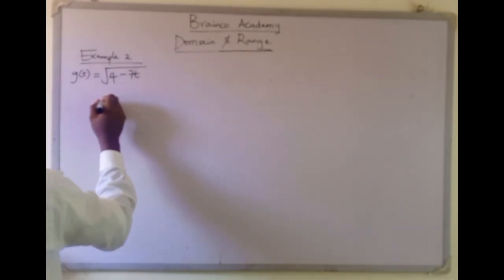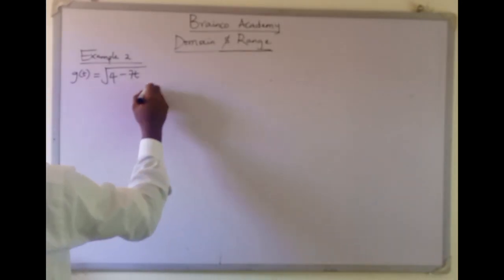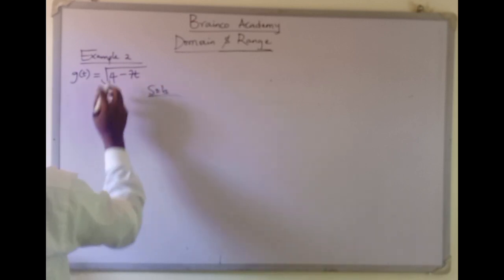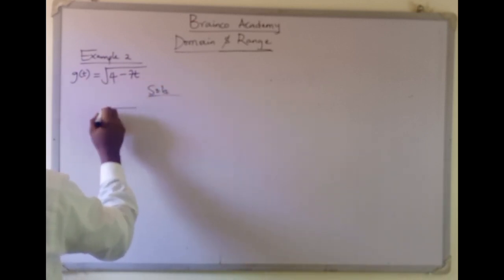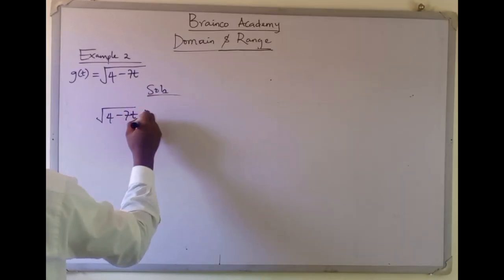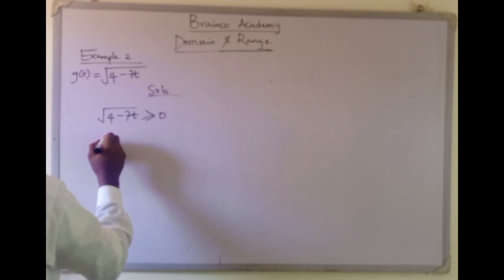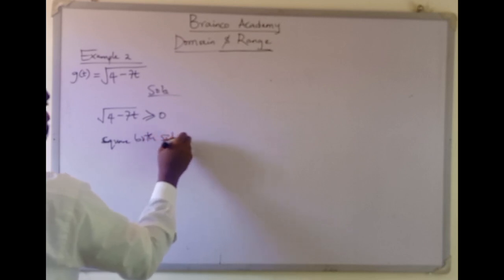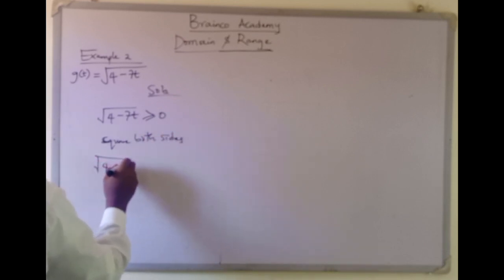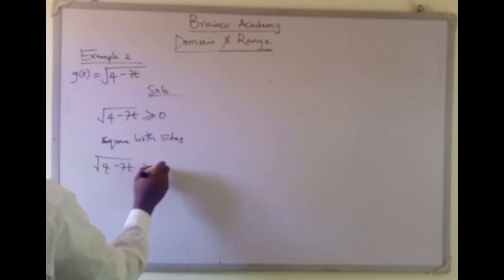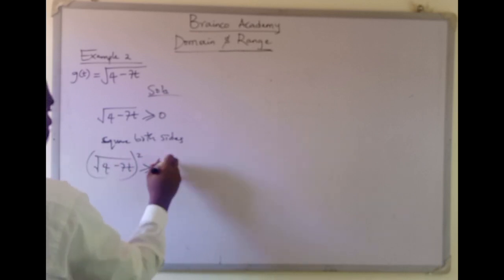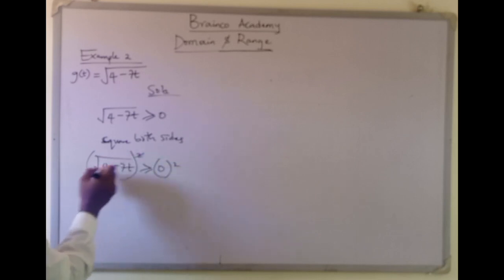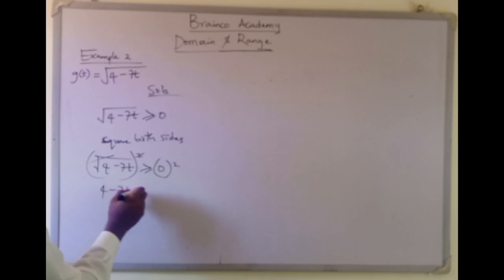So you will say, let's say the solution to this, we have 4 minus 7t should be greater than or equal to 0. Now, when we take the square of both sides, we have 4 minus 7t greater than or equal to 0. We square both sides to eliminate this square root.